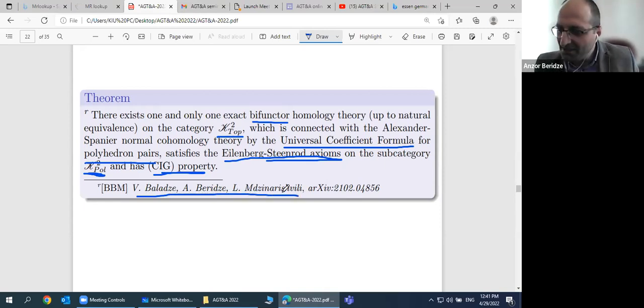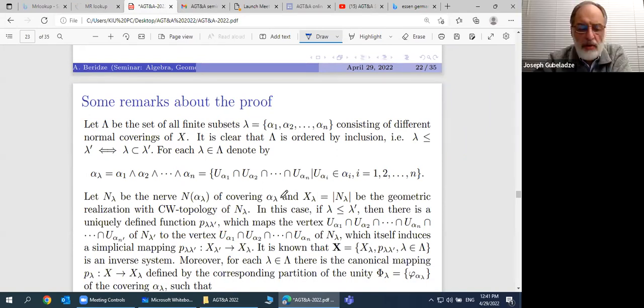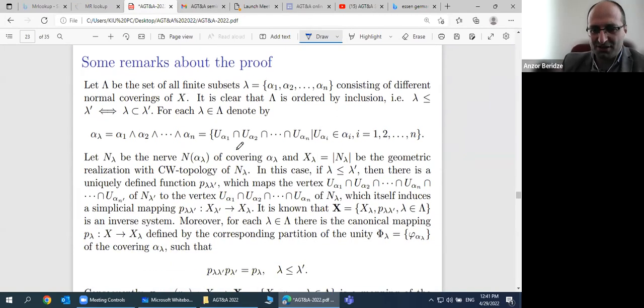And maybe I have 10 minutes and I will give you some remarks about... Sure, you have 10 minutes, yes. More than 10 minutes. About the proof, I will mention the main formulas and main approaches, and I think that it's enough to say for this homology theory.